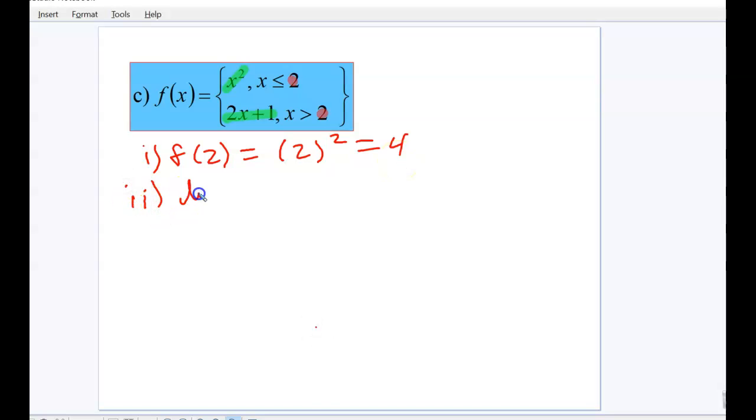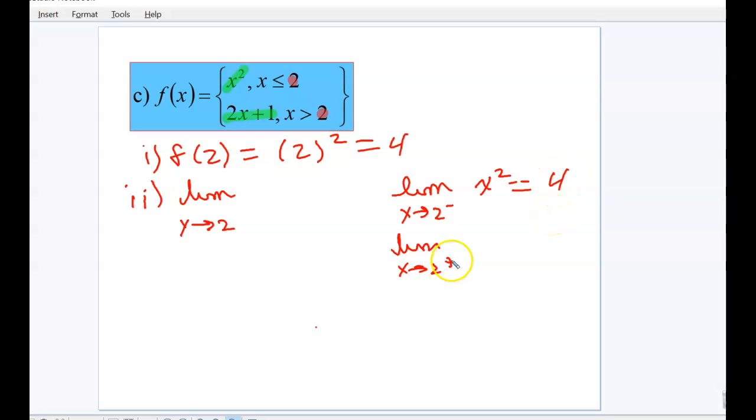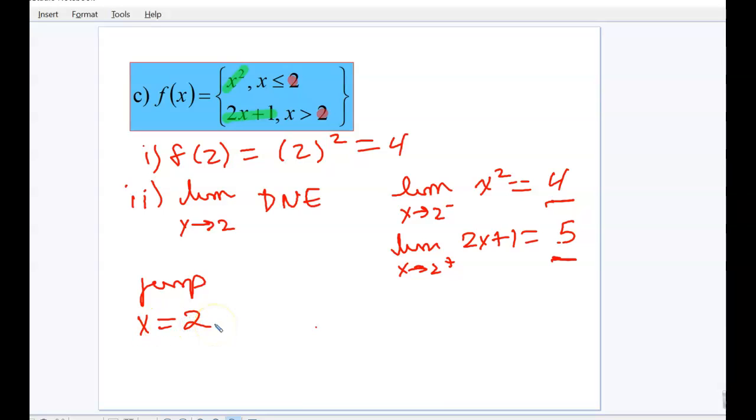Secondly, I'm going to figure out if there's a limit as x approaches 2. And to do that, I would have to figure out the limit as x approaches 2 from the left, and the limit as x approaches 2 from the right. From the left, I'm using x squared. If I plug a 2 into x squared, it's 4. From the right, I'm using the function 2x plus 1. 2 times 2 plus 1 is 5. So therefore, the limit as x approaches 2 doesn't exist. And since the limit from the left is different from the limit from the right, that concludes that we have a jump discontinuity at x equals 2.